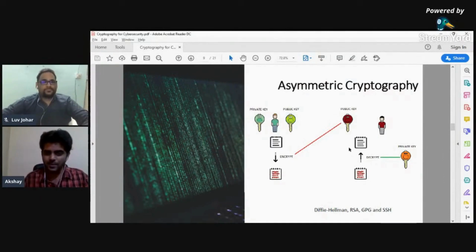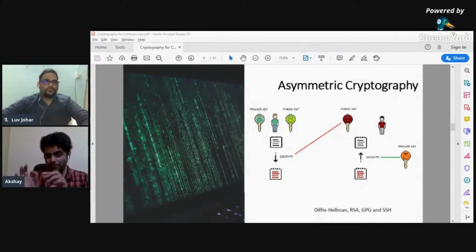So what we are saying in asymmetric is that there are two parties, A and B. A holds a private key and a public key. B holds a public key and a private key. Now, the concept of the public key is that it is available for everybody. So A wants to send a message to B. What A will do is take the public key of B and encrypt the text using B's public key. But this text will only be decryptable by B's corresponding private key.